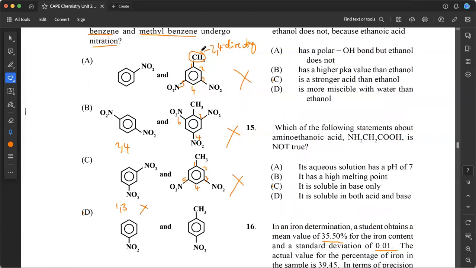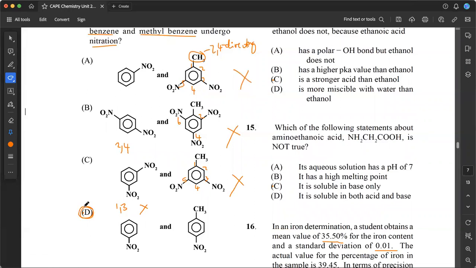Because as we said, the methyl group is 2, 4 directing. So the nitrate group that gets added onto the methyl benzene has to be either the 2 position or the 4 position. And so this is the only one that reflects that. 1, 2, 3, 4. There's one in the 4 position, and then we have this singular one by itself. So out of all of these selections, this is the most accurate representation. And so our answer is D.